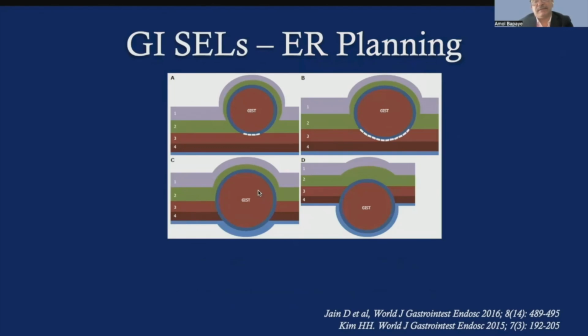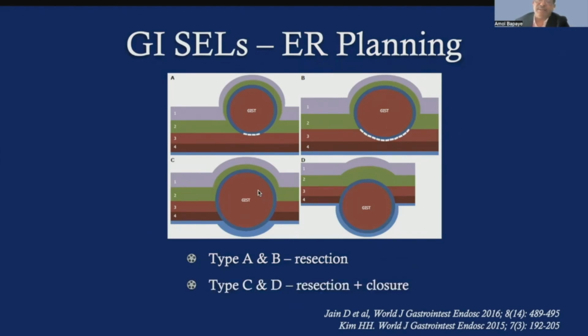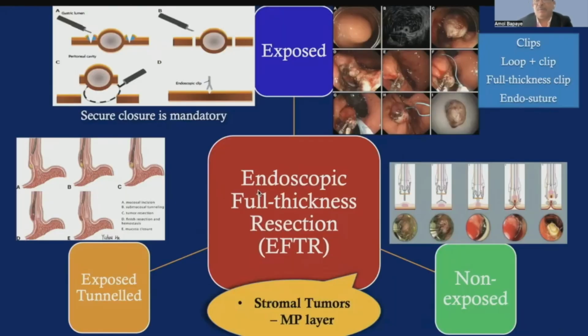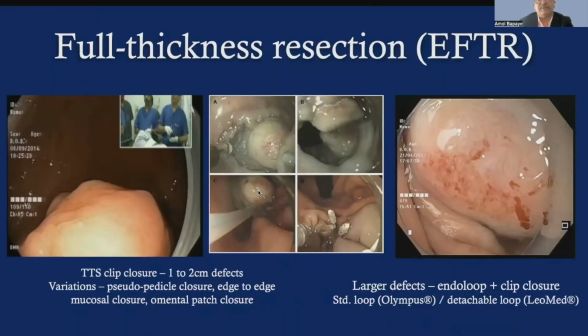When we plan these resections, we need to understand whether the tumor is endophytic or exophytic. For endophytic tumors, only resection is adequate, whereas exophytic lesions will require resection followed by closure of the defect. Otherwise, if the defect is open, it can lead to a full thickness perforation. So based on that, we have EFTR, which can be non-exposed using a device, or it can be exposed, which can either be a straight exposed or a tunneled procedure, and we will see these two procedures.